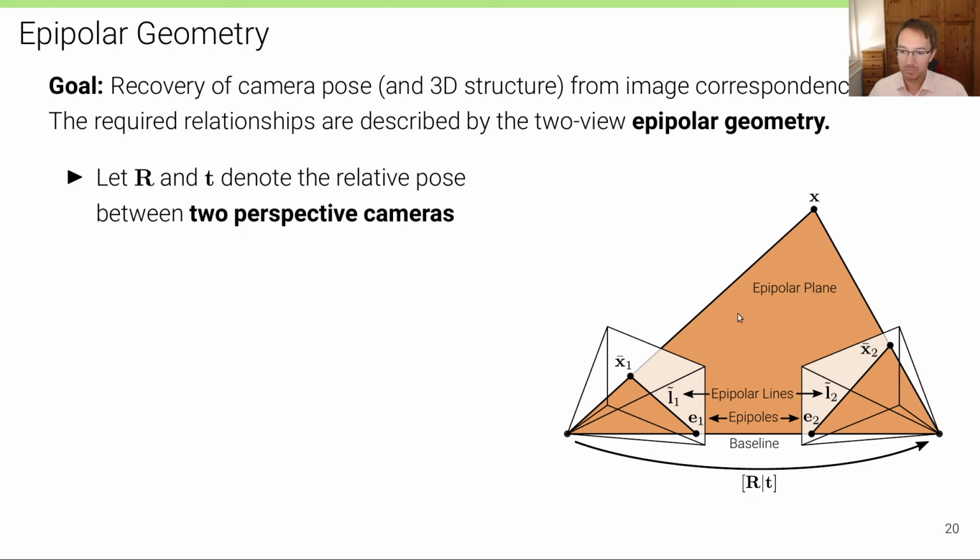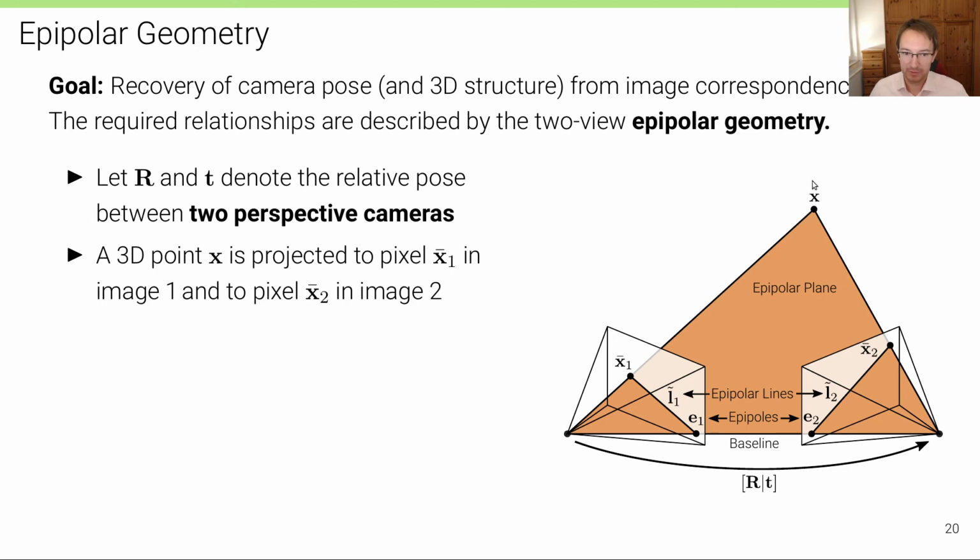Okay, so what do we have here? We have two cameras. This is the camera center of the first camera and the image plane of the first camera, the camera center of the second camera, and the image plane of the second camera. And the rotation matrix R and the translation vector T denote the relative pose between these two cameras. And we assume that we have two perspective cameras. So this is a pretty realistic assumption. Almost all standard cameras follow that model. We have removed distortion. We can model them like this.